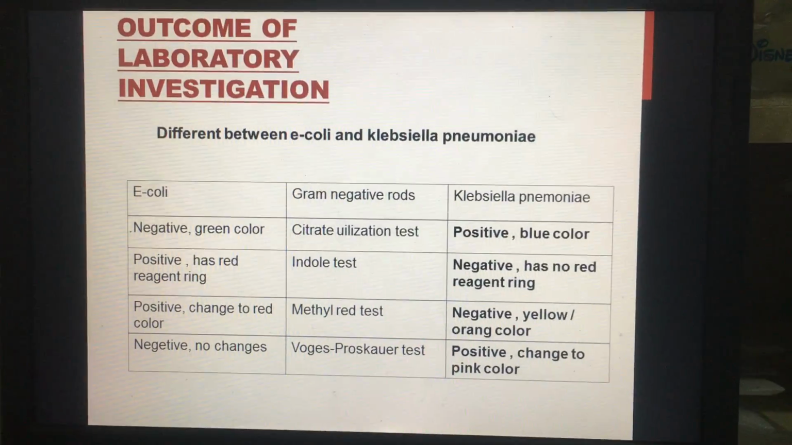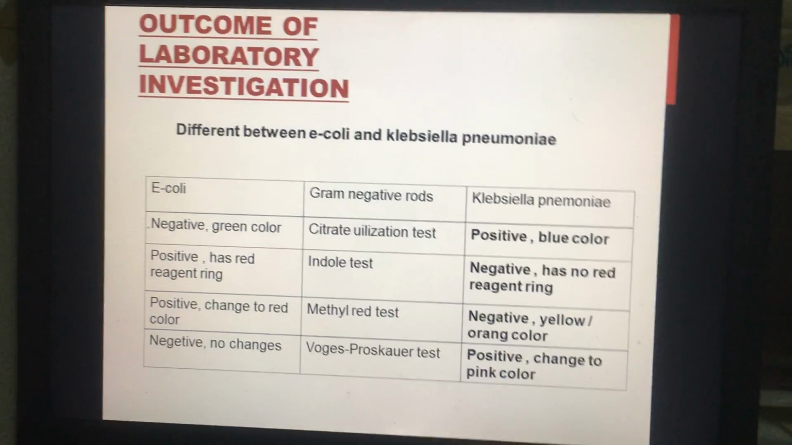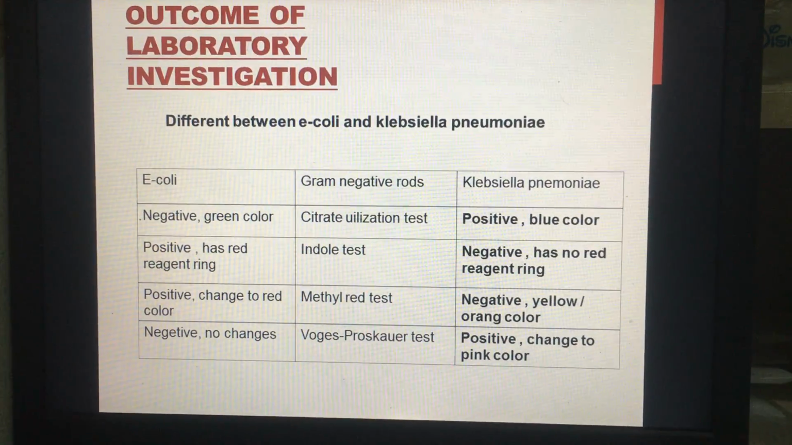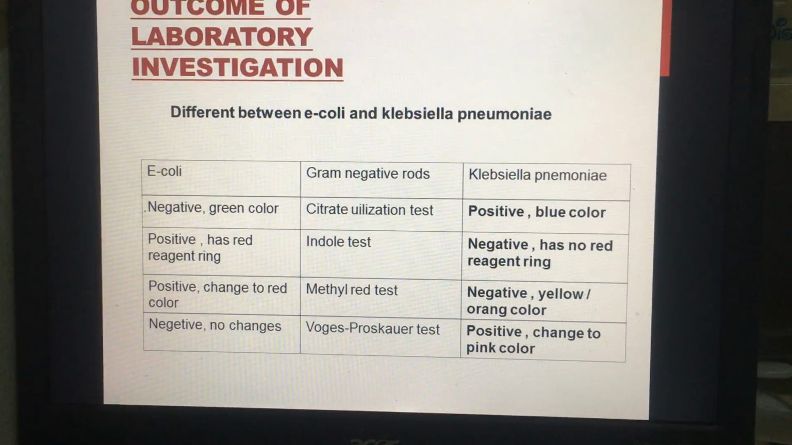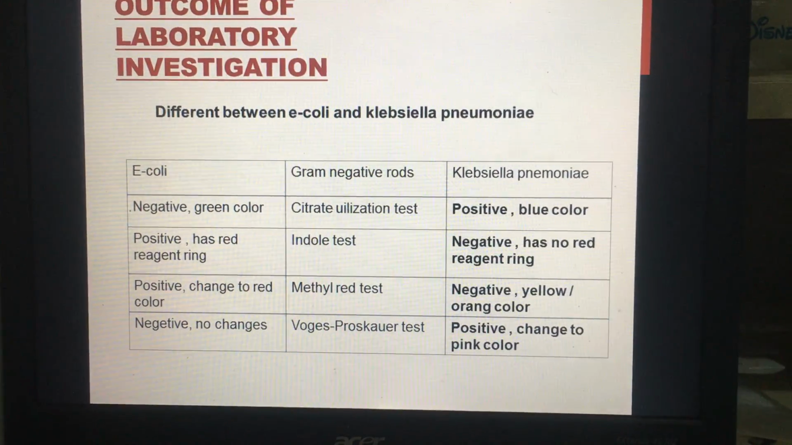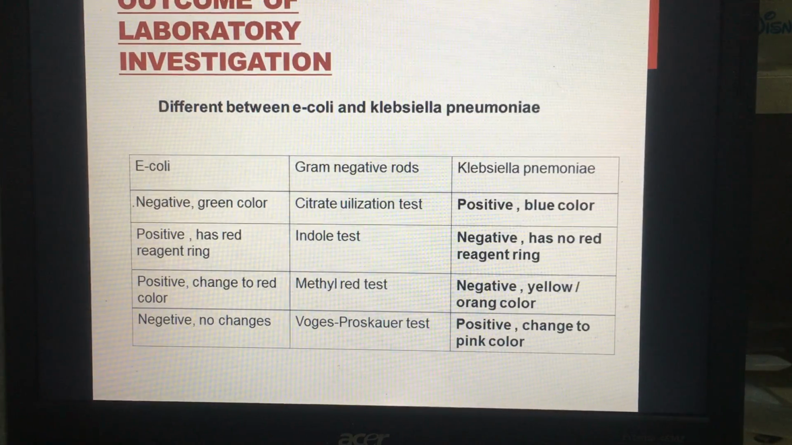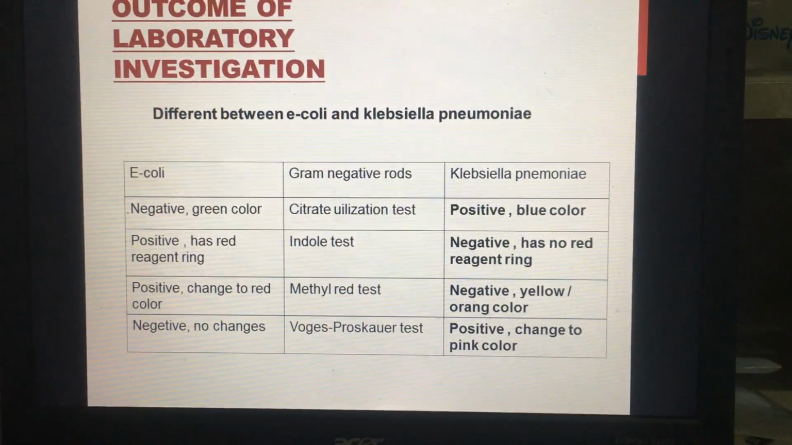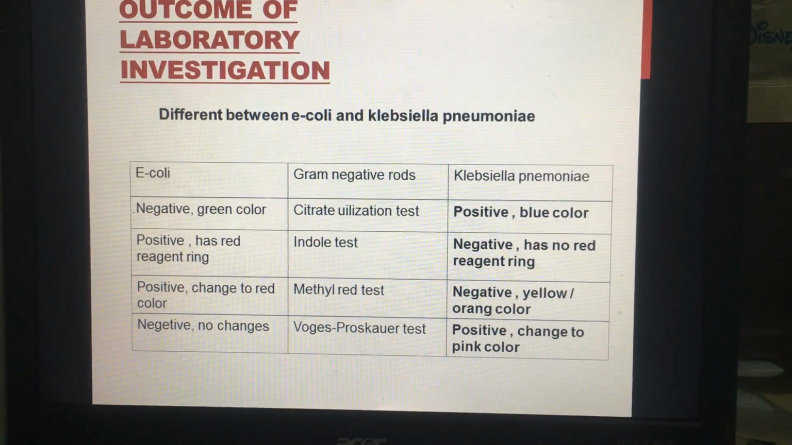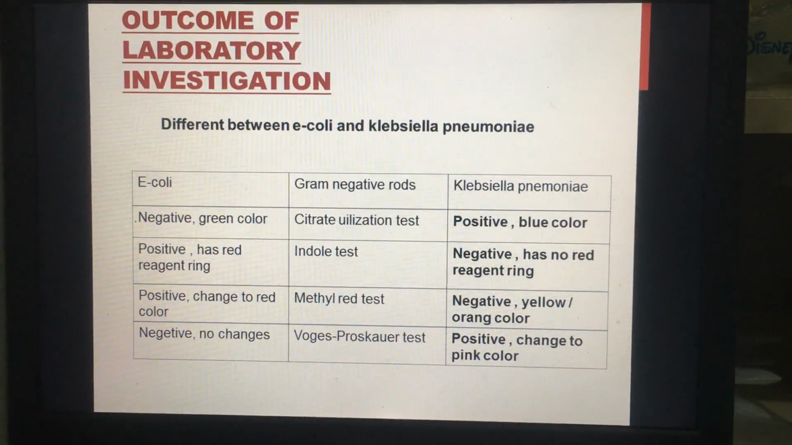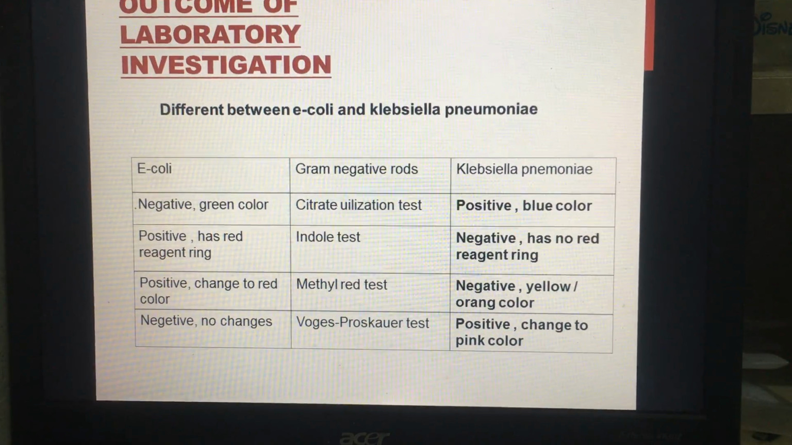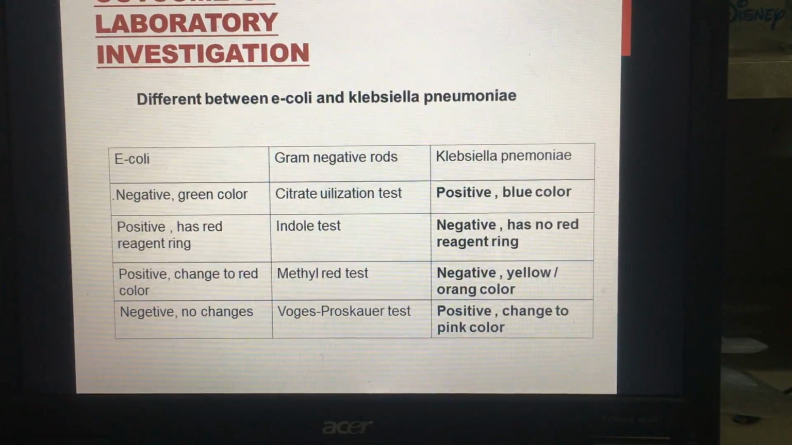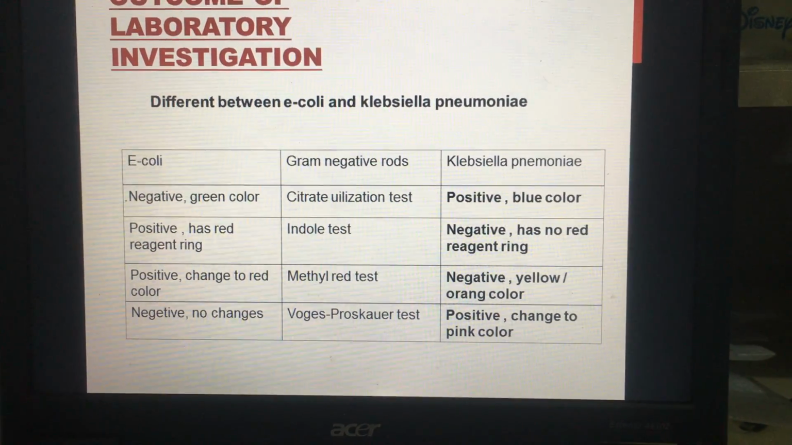Next. Okay, the outcome of the lab investigation. As you can see, before this we showed the lab diagnosis, the culture, the AST, the differential count, and others, and we came to differentiate E. coli and Klebsiella pneumoniae.